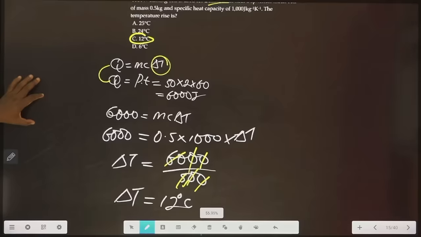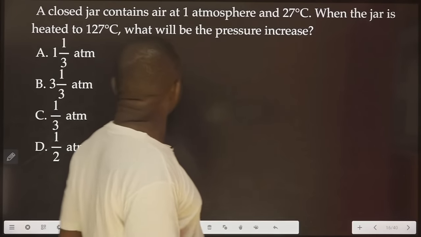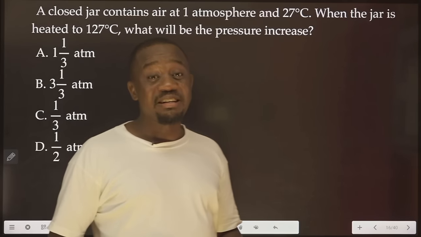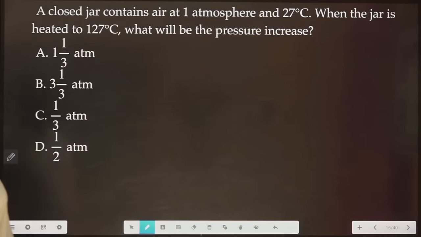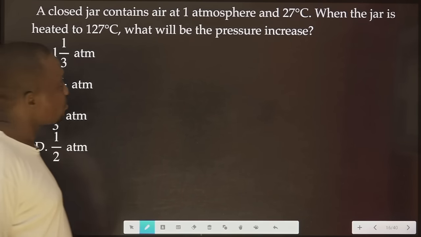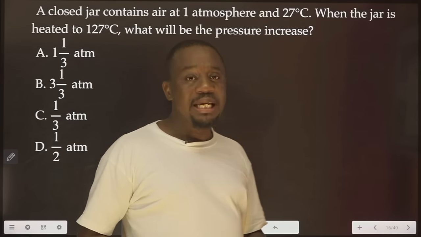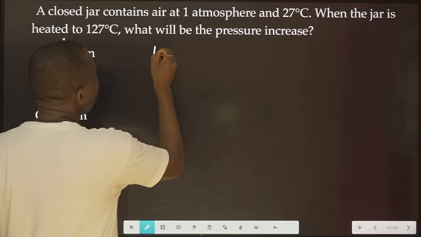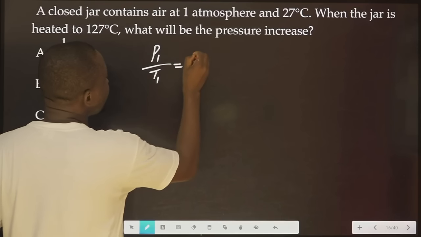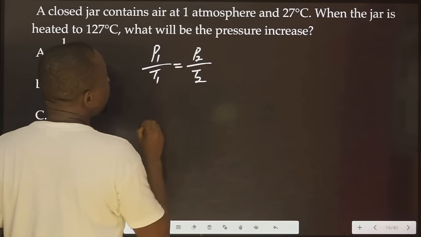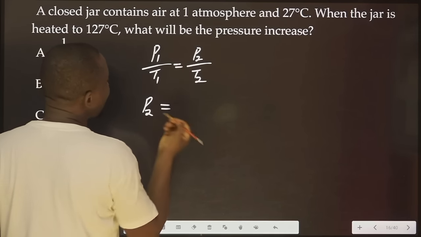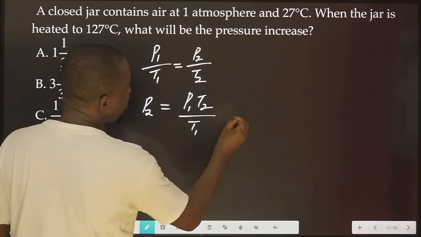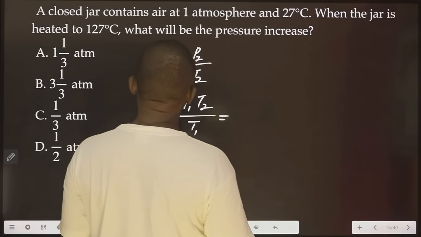C is the answer. Okay, let's look at this. It says a closed jar contains air at 1 atmosphere and 27 degrees Celsius. When the jar is heated to 127 degrees Celsius, what is the pressure increase? Very easy. Simply apply the Charles law, which says P1 over T1 is equal to P2 over T2. We make P2 the subject of formula because that is what we are looking for. It means therefore we're going to have P1 T2 over T1. Okay? What is P1? P1 is simply this one.